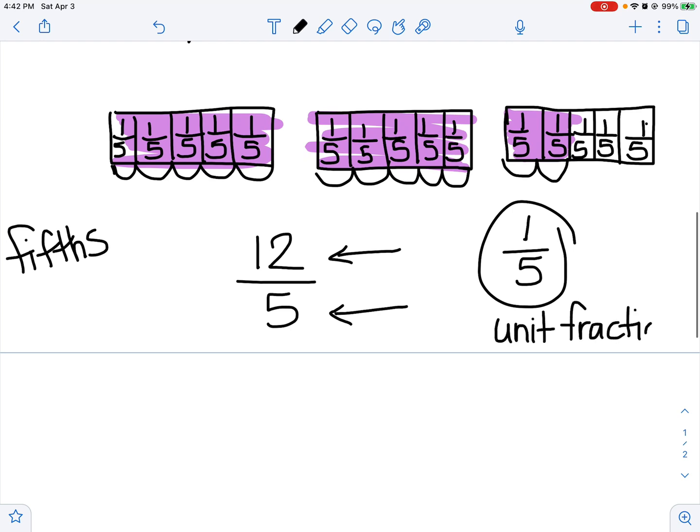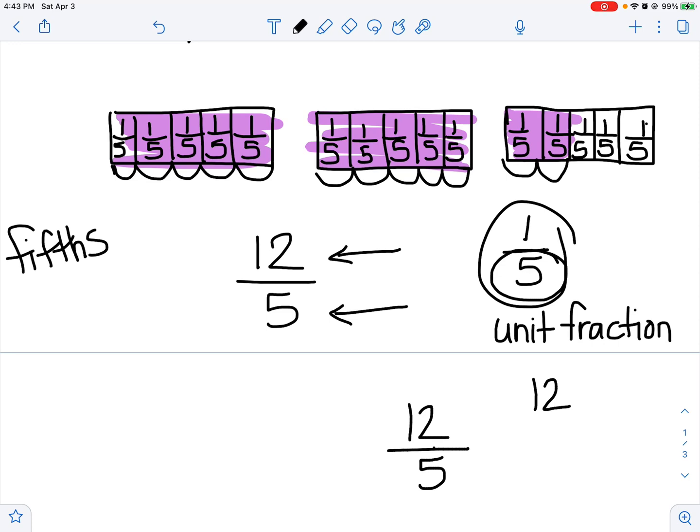You're going to identify how many of those parts have been shaded. In this case, that would be 12. And then you're going to write the fraction that's shaded. So you're going to think about how many are shaded out of how many parts each whole is broken into. And you can look at your unit fraction to figure out what your unit is. In this case, fifths. Okay?